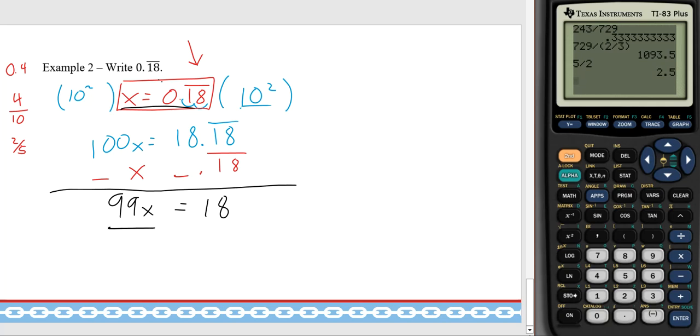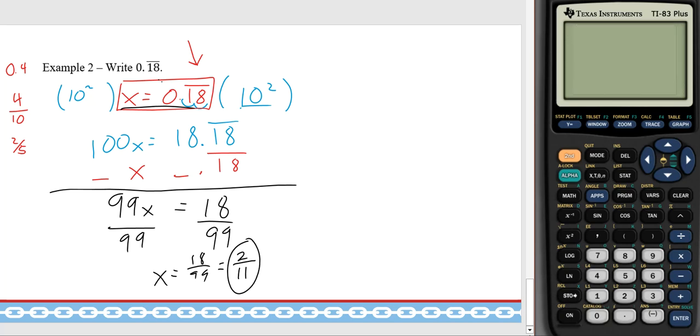And then I just have some basic algebra left to get x by itself. So this would be x equals 18 over 99. And then I would need to do any reducing. I see that they're both divisible by 9. So that would be equal to 2 over 11. Now, I know that's a lot. There are easier ways, but I wanted you to understand why some of this works.